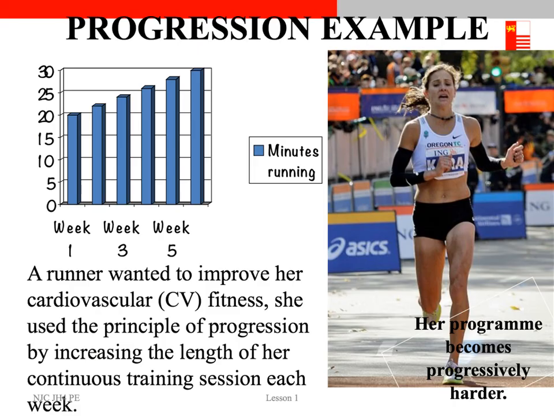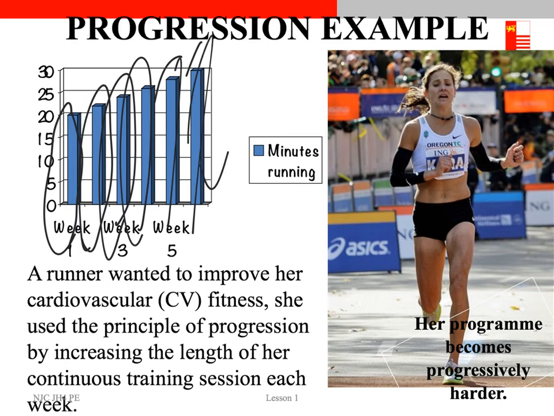So, a progression example: running. If you want to improve your cardiovascular fitness, in week 1 I'm running about 20 minutes and I find it's easy. Then in week 2, I start to run more, and more. So the principle of progression is like this: one way is to increase the length of my continuous training session each week.